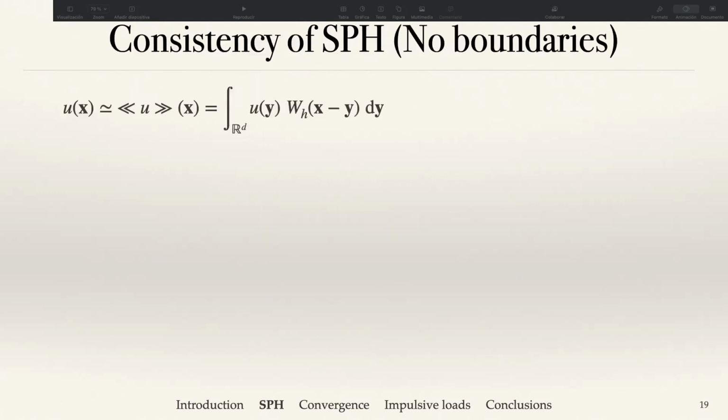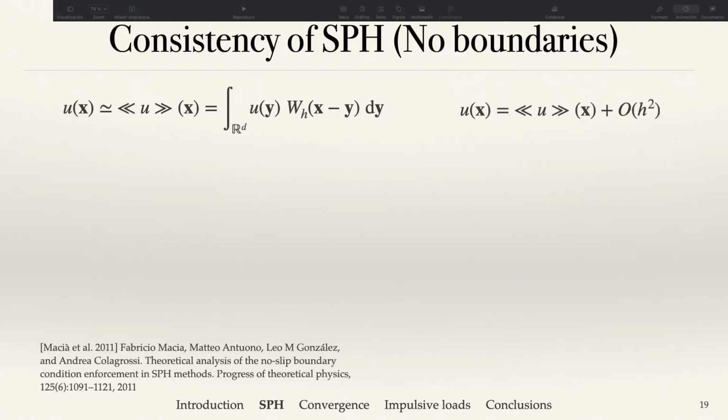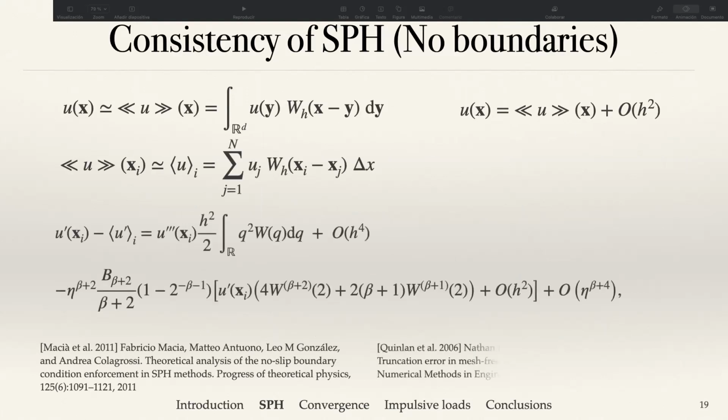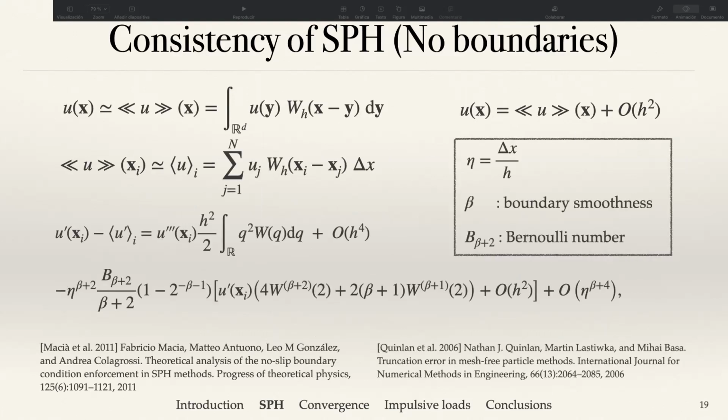Now, a few words about the consistency of SPH. At the integral level, the consistency is of order 2. This is a well-known fact, and you can find many mentions in the literature. At the discrete level, on the other hand, things are a bit more complicated. I would like to highlight the expression obtained by Quinlan and collaborators in 2006, where the consistency error of the SPH approximation of the gradient of a function was given by this expression here. There are several terms involved. I want just to highlight the role played by the eta parameter, which plays a role in the consistency as well as in the convergence, as we will see.